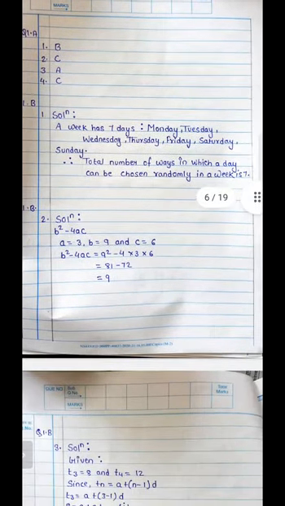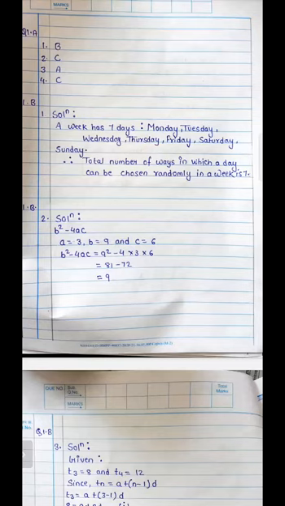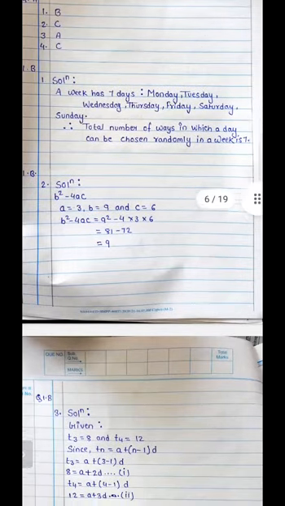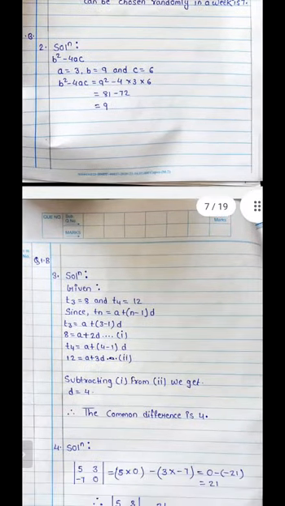Now second: if A = 3, B = 9 and C = 6, then find the value of B² - 4AC. Here we have to find the value of B² - 4AC, where A is 3, B is 9 and C is 6, as given in the question. So B² - 4AC will be 9² - 4 × 3 × 6, which is equal to 81 - 72, which is equal to 9.